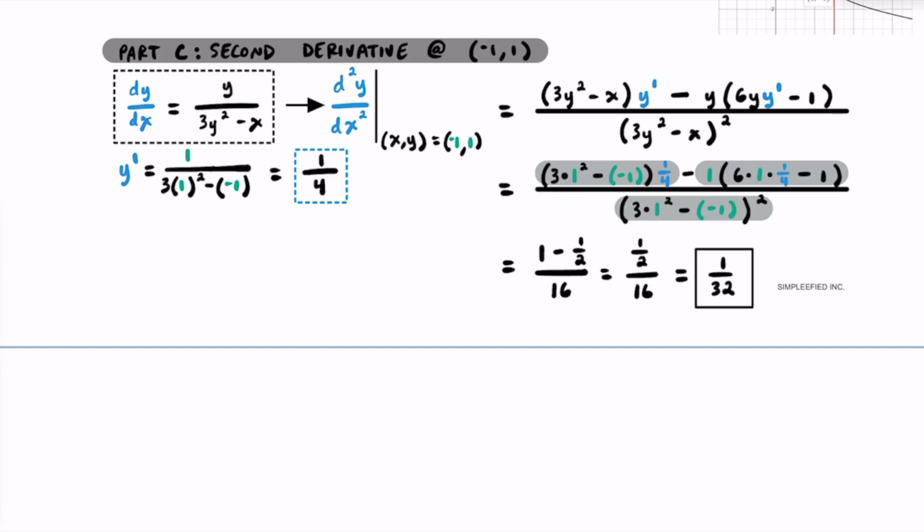Alright, so that just about wraps up this example of a free response question from the Calc AB exam, specifically dealing with some implicit differentiation.